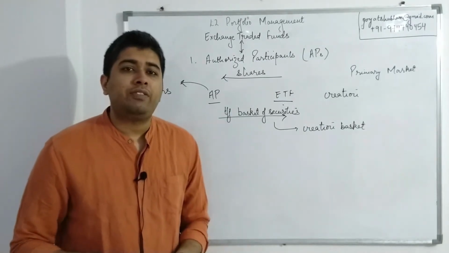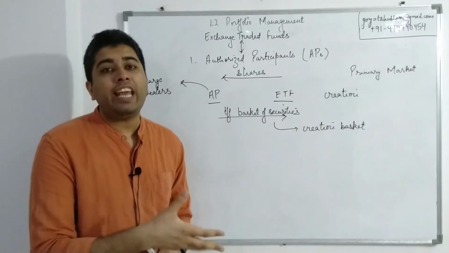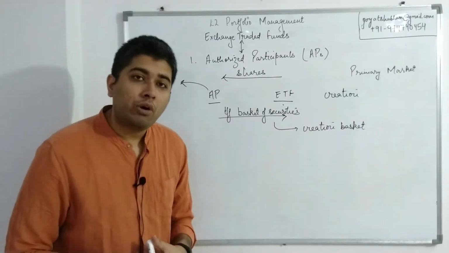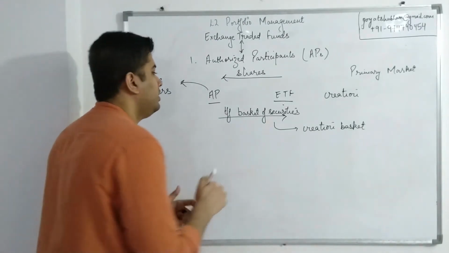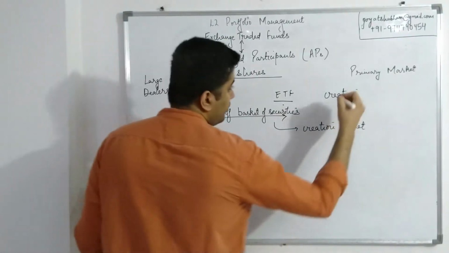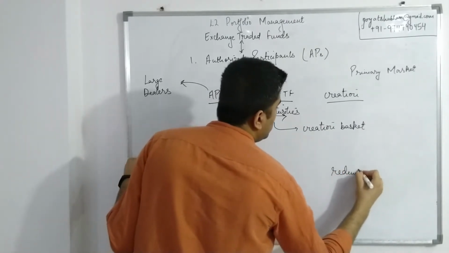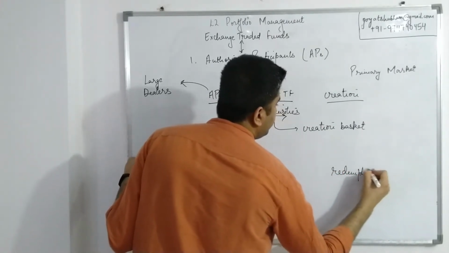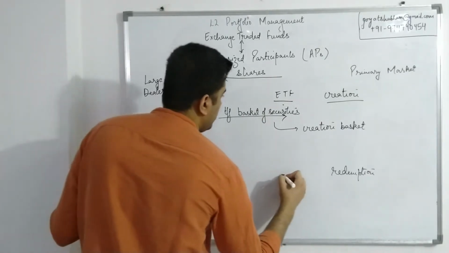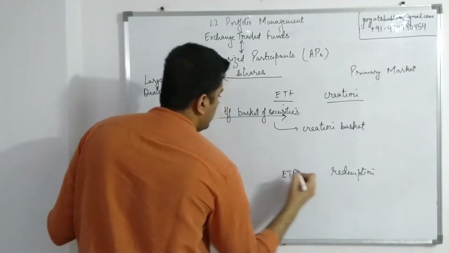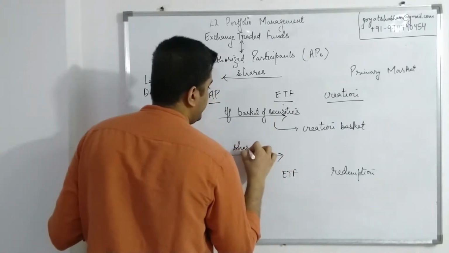Similarly, if AP believes that the market has very little demand, he might want to take away some of the shares from the market. That taking away of some of the shares is known as redemption. So the first process is creation, the second process is redemption. In redemption, AP would return the shares of ETF back.